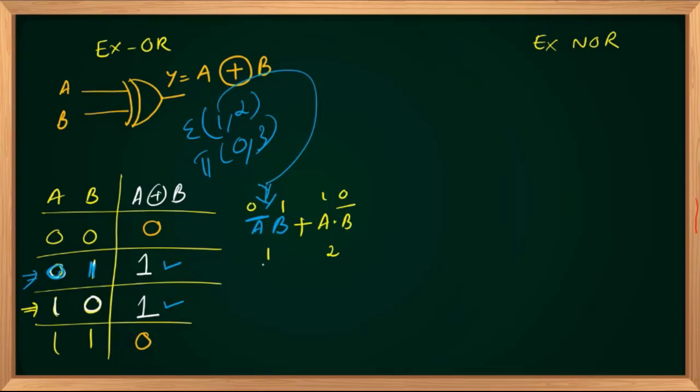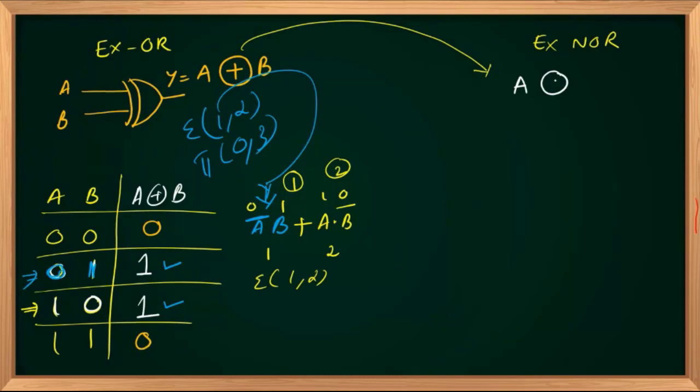Okay, so that is nothing but sigma 1, so this is nothing but sigma of 1, 2. This is sigma 1, this is sigma 2. What about XNOR? If I'm taking the dual of this, listen carefully: dual of A is nothing but A, dual of circle is the same circle, but dual of OR is nothing but AND. So a dot in a circle.